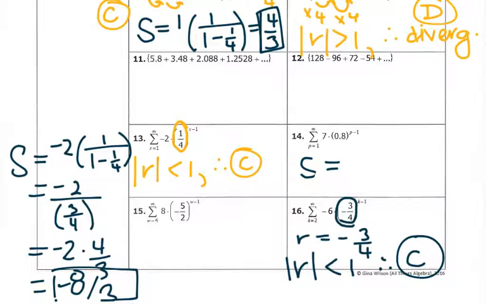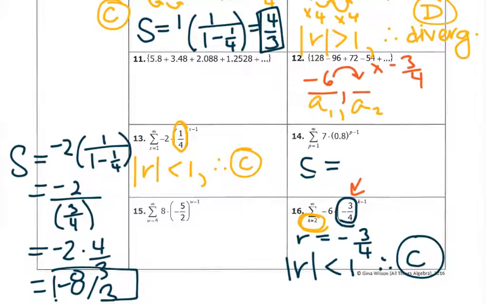Alright, now here we have to be careful because this starts at k equals 2. So my initial value isn't going to be negative 6. If my A1 is negative 6, and I go from A1 to A2 by this R value, that means I need to multiply by negative 3/4 to get A2. So negative 6 times negative 3 over 4 gives us 9 over 4 as our A2.